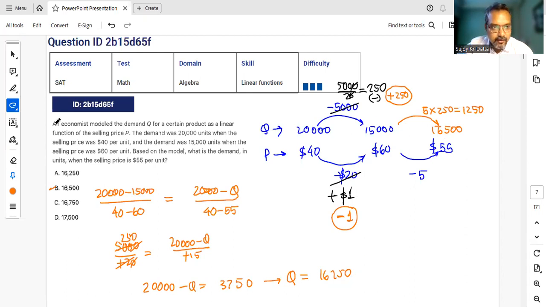Sorry, I wrote a wrong value here. My bad. This would be 1250. I've added it to this, right? So I just wrote 16500 by mistake. It is 16250. My bad. The answer would be this. I just added a bit wrong. But you get the idea, right? So we have got 16250 here. All right. Let's go to the next one.